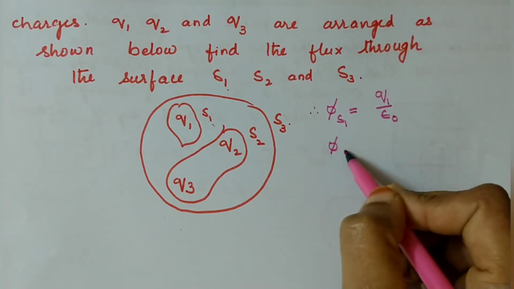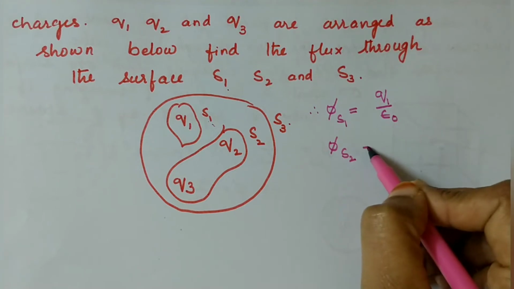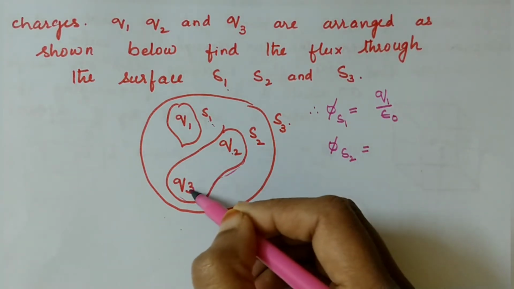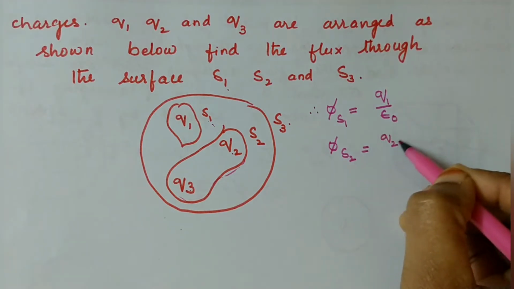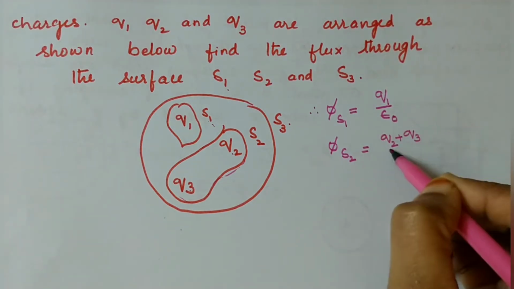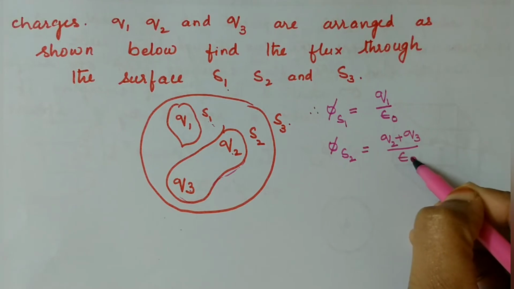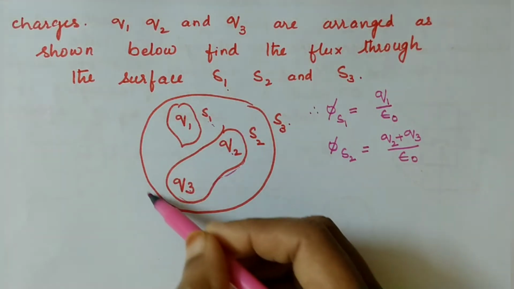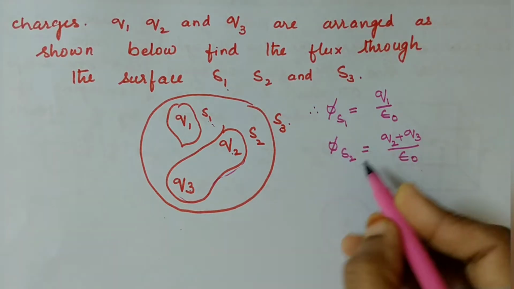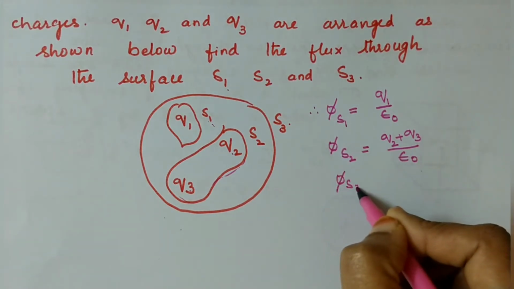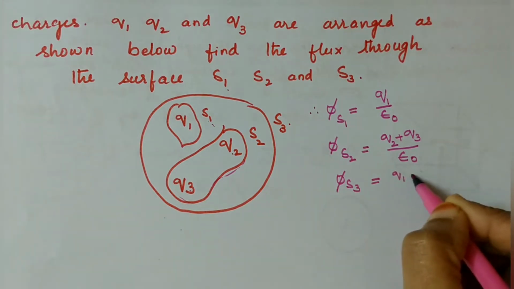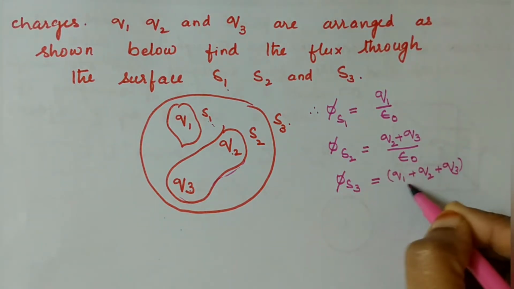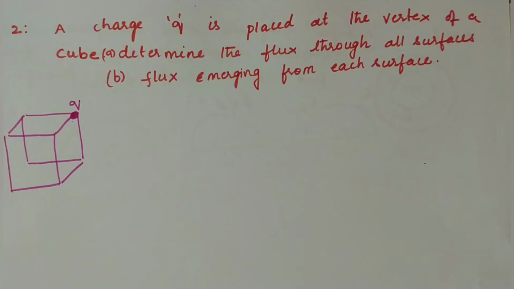Then the flux passing through the surface S2. This surface is S2 and it is enclosing the charges Q2 and Q3. So the flux would be Q2 plus Q3 divided by epsilon naught. And coming to S3, all the 3 charges are inside S3. So flux through S3 would be Q1 plus Q2 plus Q3, whole divided by epsilon naught.